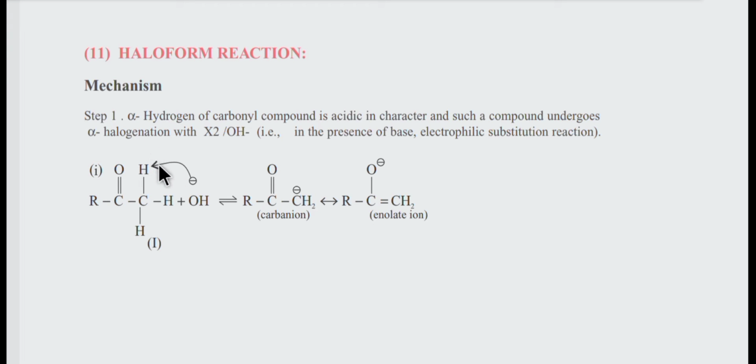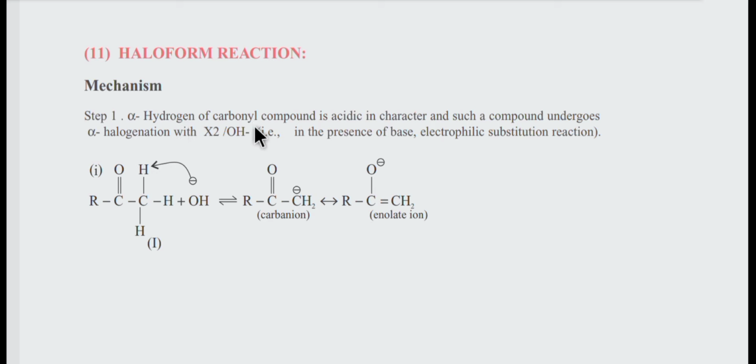So in this mechanism, the elimination of the alpha hydrogen will occur. Alpha hydrogen will be eliminated with OH or any other groups in the presence of base, and it will also be substituted with the halide ions. So let's start the topic. In this way, the haloform mechanism will be completed in two steps.